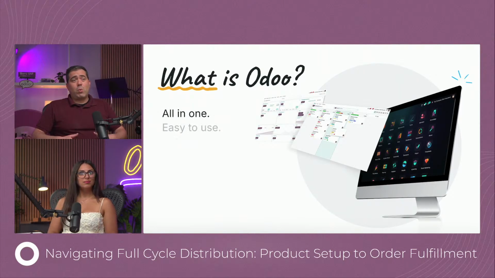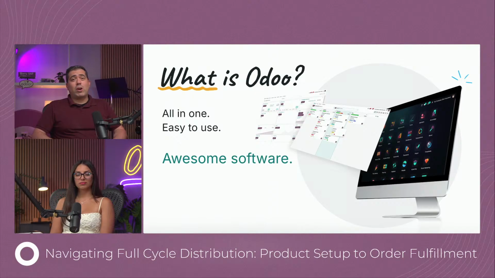So first of all, what is Odoo? Well, you might have heard about us on podcasts or on YouTube, but it is an all-in-one business software solution. So you can do your accounting, sales, CRM, purchase, inventory management, all in one software. And it's easy to use, built on good code, and it's overall awesome software.